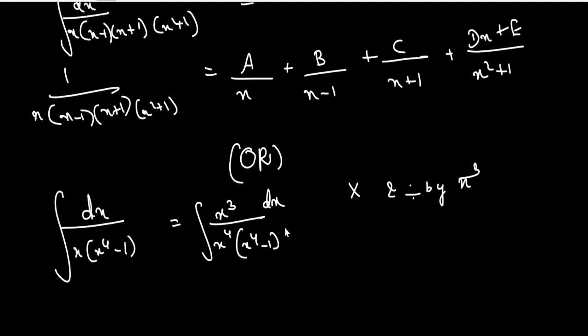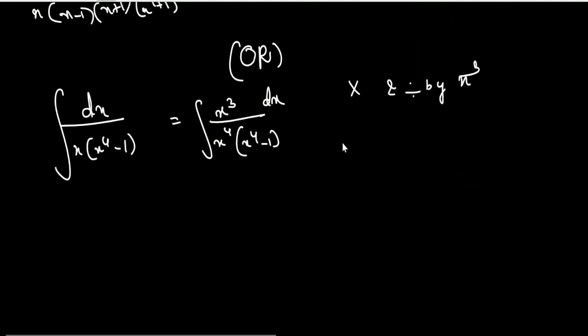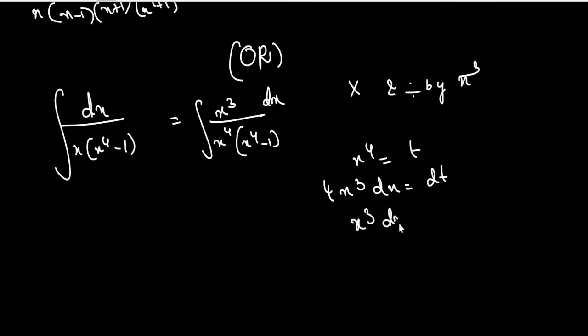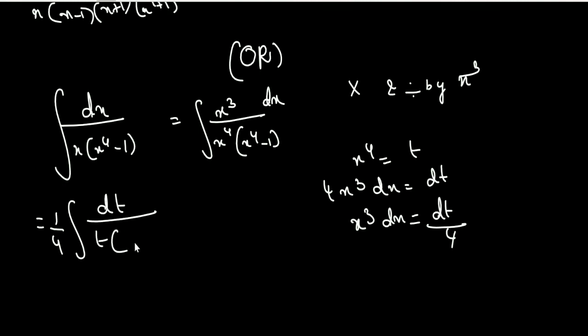Now we put substitution method. Put x power 4 as t. 4x cube dx is equal to dt. So x cube dx is dt by 4. So that is equal to 1 by 4 dt by, this is t into, this is t minus 1 now. We have changed t power 4 to t. So now this is very simple.